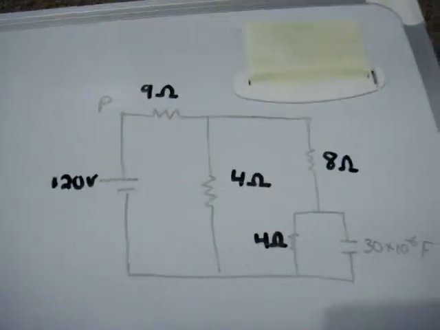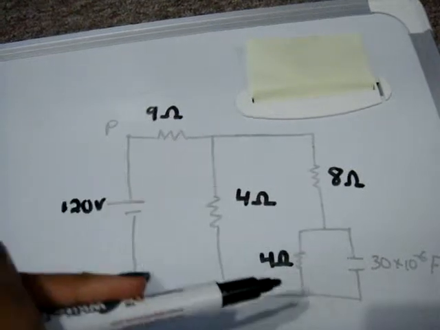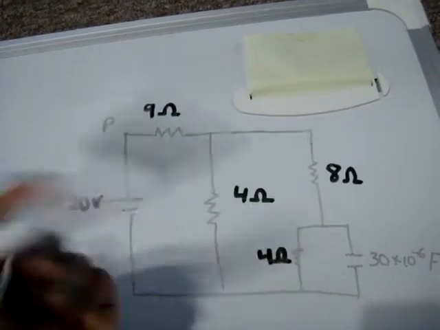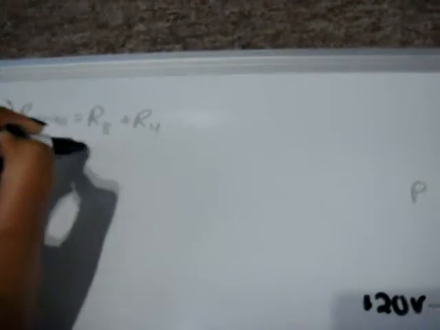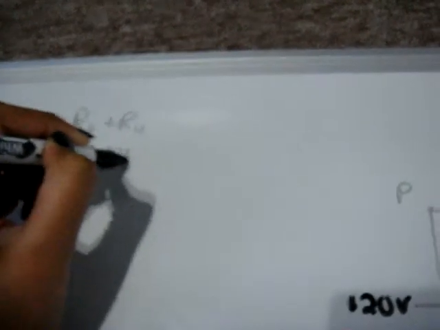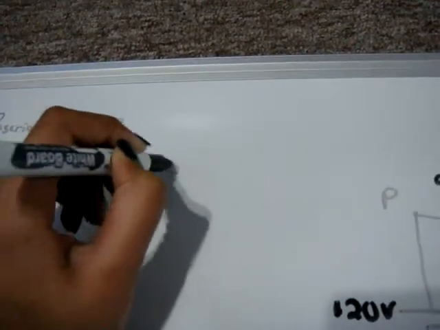So first we have the series over here, the 8 and the 4. These two are in series. So for the resistors in that series, you simply have to add them. So we'll have the resistance of 8 plus the resistance of 4. So the 8 ohms plus the 4 ohms equal 12 ohms.